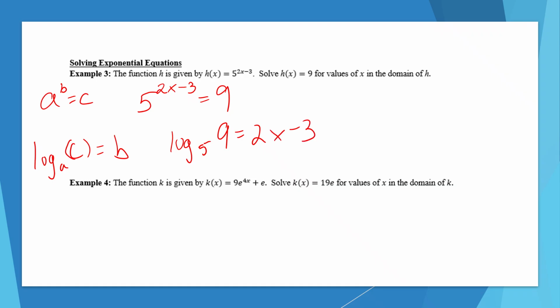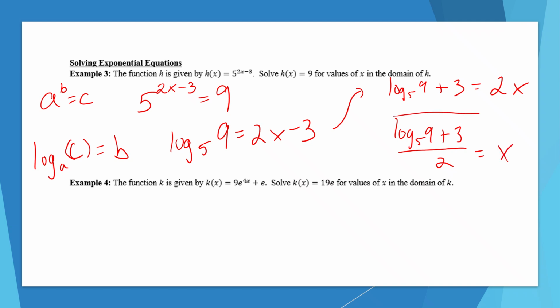Then solving this, I'm going to add 3 to both sides to get log base 5 9 plus 3 equals 2x. And then divide both sides by 2 to get log base 5 9 plus 3 over 2 equals x there. And this should be my answer for example number 3.